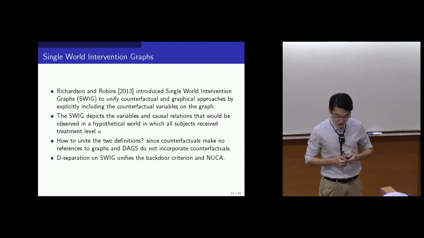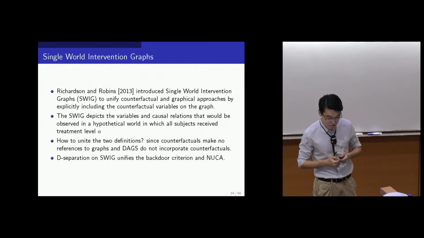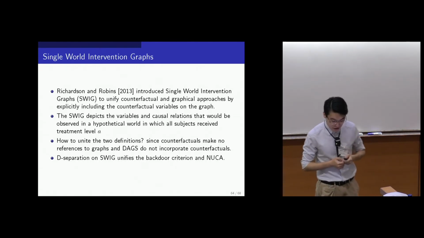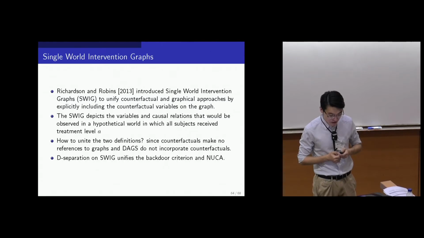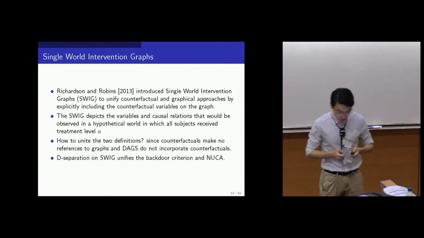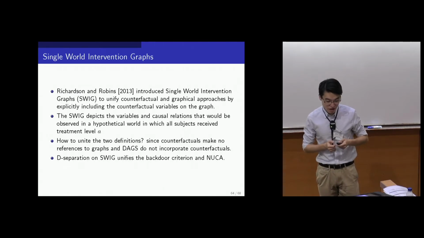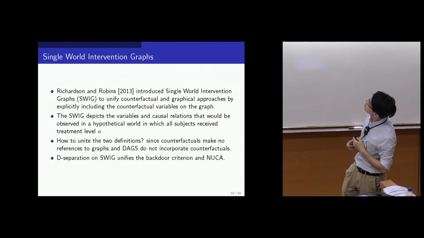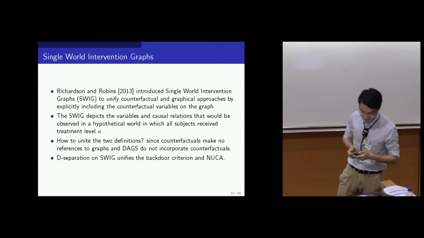So Richardson and Robins introduced the single-world intervention graphs, or SWIGs, to unify counterfactual and graphical approaches by explicitly including the counterfactual variables on the graph. The SWIG depicts the variables and causal relations that would be observed in a hypothetical world in which all subjects receive treatment level a. So we will look at a very simple example of the single-world intervention graph. For a detailed understanding of this tool, you should refer to this reference here.